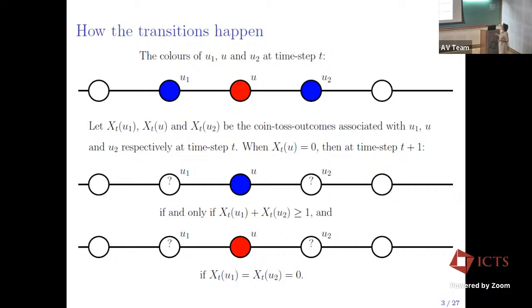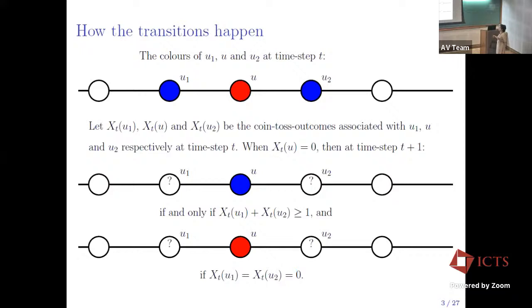And the proportion of red successful coin tosses is 0, because the only red vertex here is u, and its coin toss has resulted in a failure. So in this case, the proportion of blue successes, keep in mind, is strictly bigger than the proportion of red successes, and that's why the color will change from red to blue.